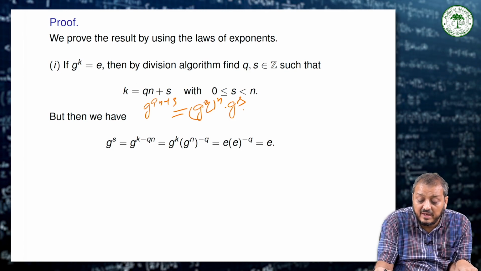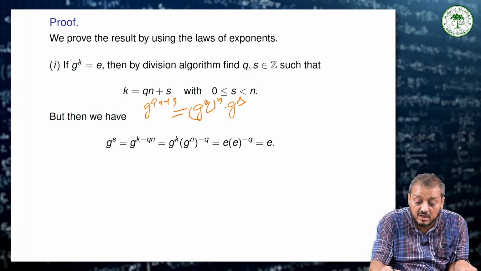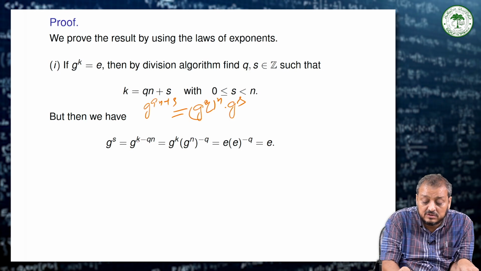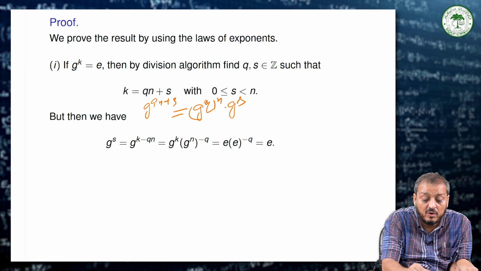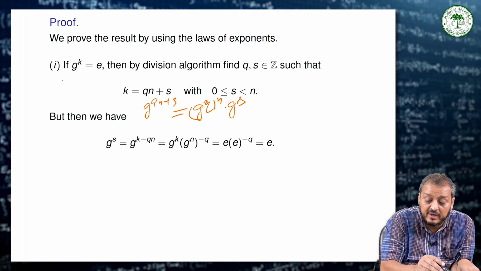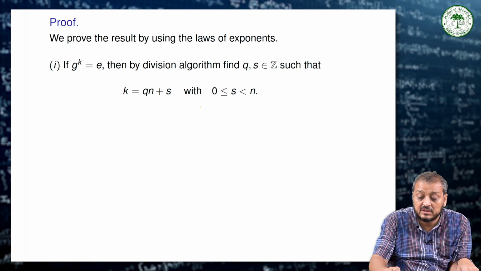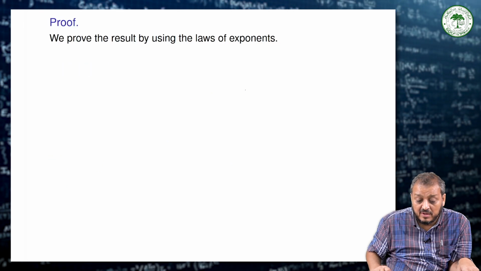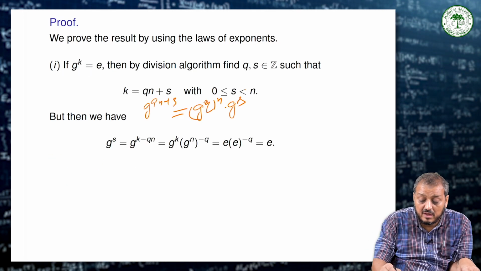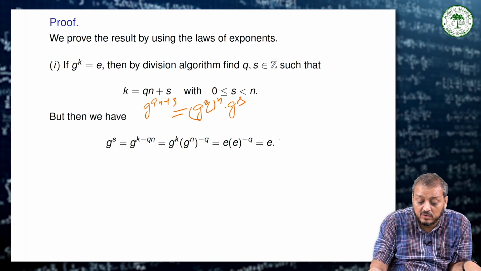Then we simplify this. The g to the power s can be written as g to the power k times g to the power n to the power minus q. Now g to the power k is equal to the identity, and g to the power n, because it is given as finite order n, is also the identity. So the identity to the power q is equal to the identity.